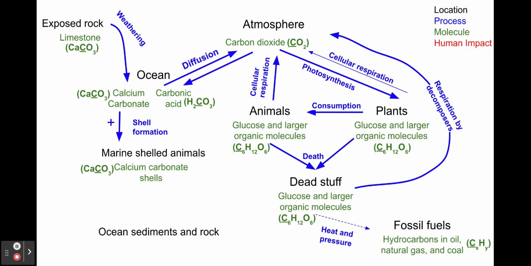My arrow from carbonic acid will be different. It has a minus sign next to it. Carbonic acid prevents shell formation. You could label that minus sign prevents or just remember it.